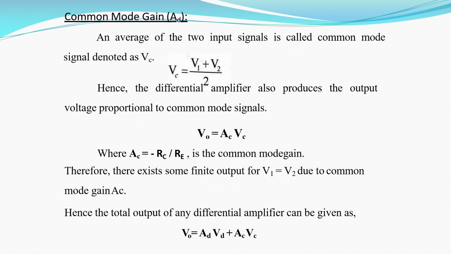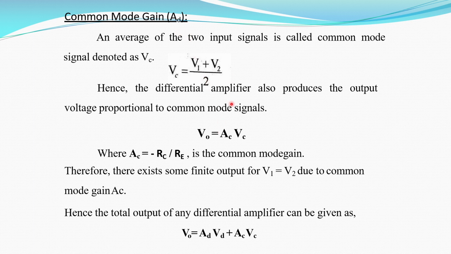And next, the common mode gain. How do we calculate the common mode gain for the differential amplifier? By taking the average value of the two input signals, we represent the common mode signal. It is denoted as VC. So VC equals V1 plus V2 divided by 2. So the average value of the two input signals is the common mode signal.